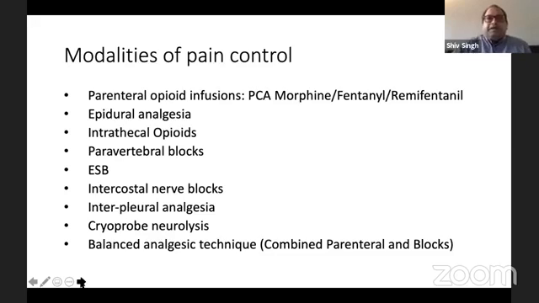So if you look at modality of pain control, it can be classified into parenteral and regional anesthesia techniques. Parenteral opioid infusion, you can use patient controlled analgesia, or you can use infusions, you can use IM doses, morphine, fentanyl, remifentanil. Then coming to regional anesthesia techniques, we can use epidural, intrathecal opioids, paravertebral block, erector spinae block, intercostal block, interpleural analgesia, cryoprobe, and neurolysis have also been used. Or you can use a combined technique where you can use parenteral as well as regional anesthesia techniques. So these are more of a balanced analgesic techniques.